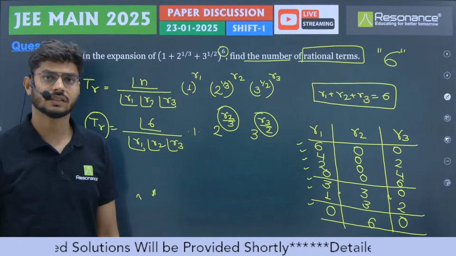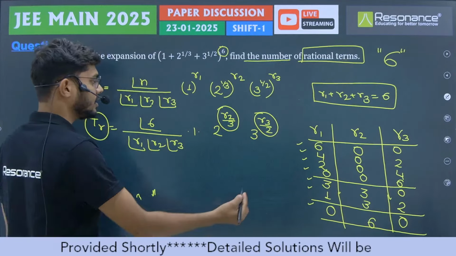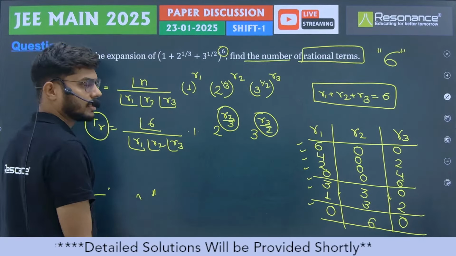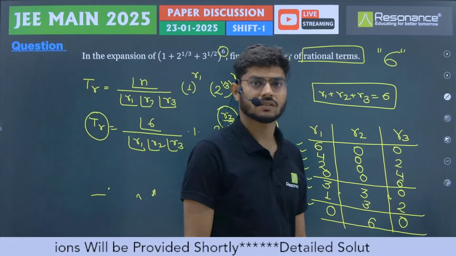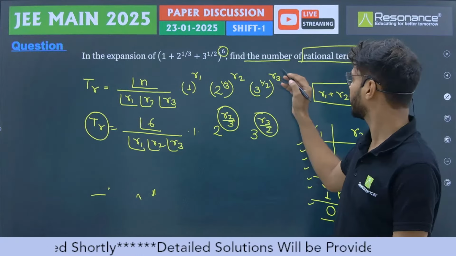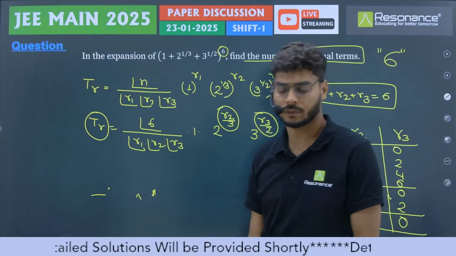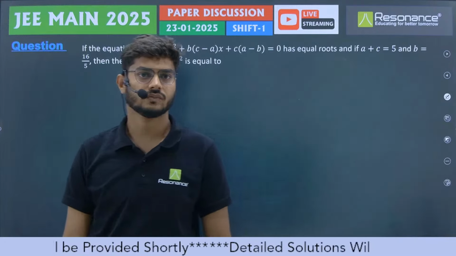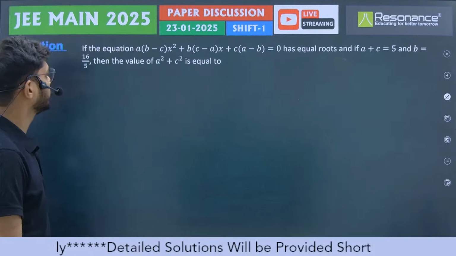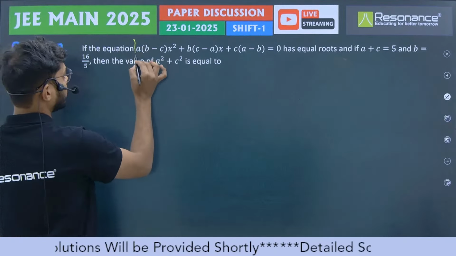If they ask for the summation of all the terms, then we can easily put all the values here and get the summation of the rational terms also. But here they ask for the number of terms, so we can find it by this particular process, right? Moving on to the next question, which is based on quadratics.